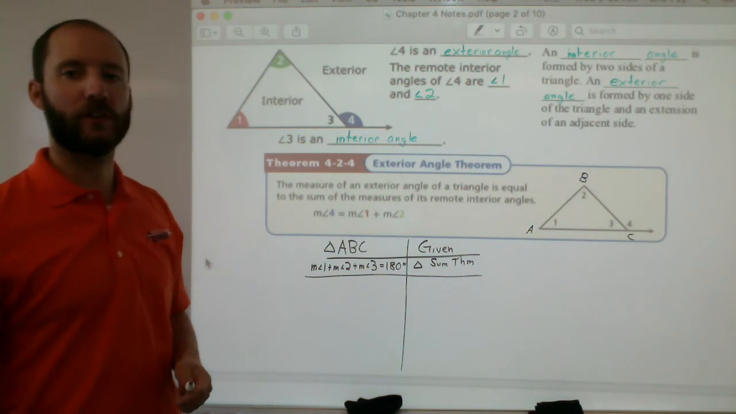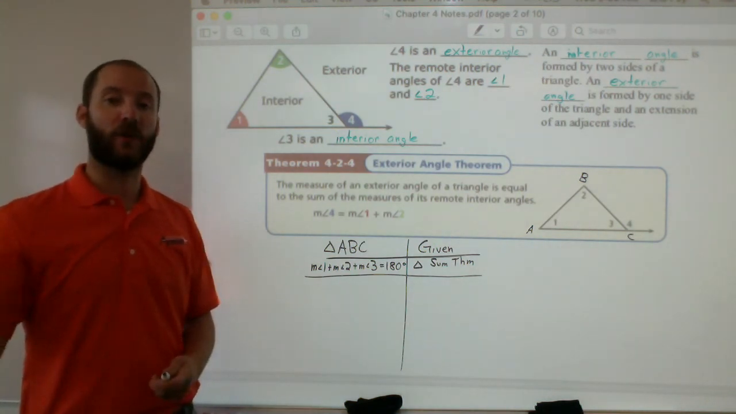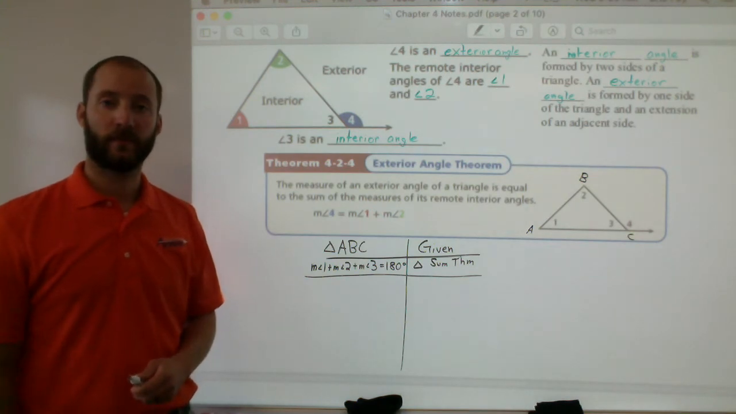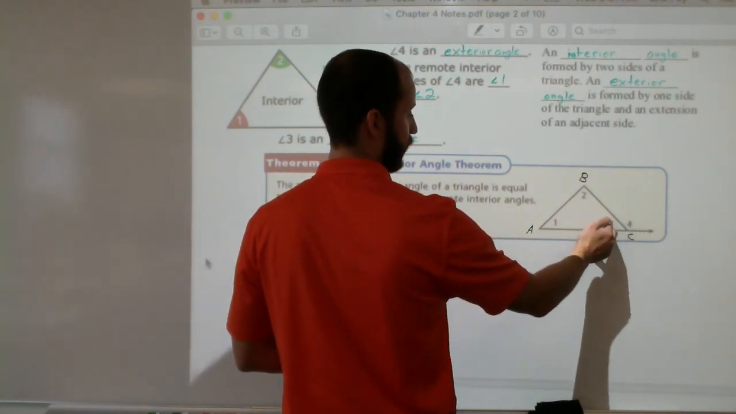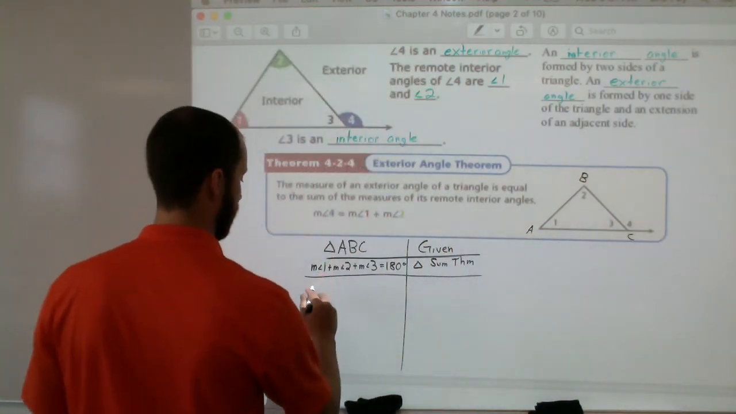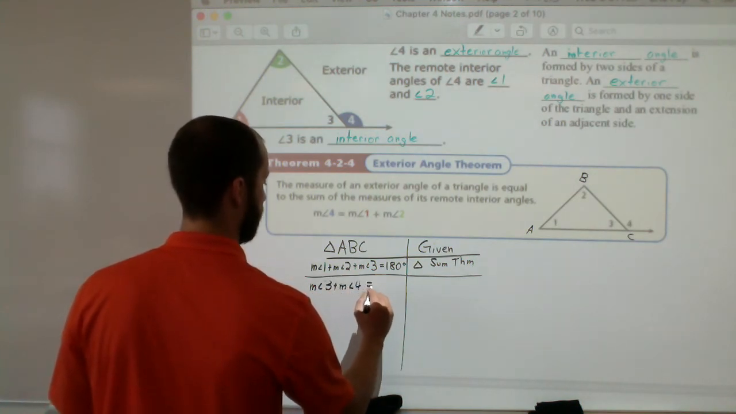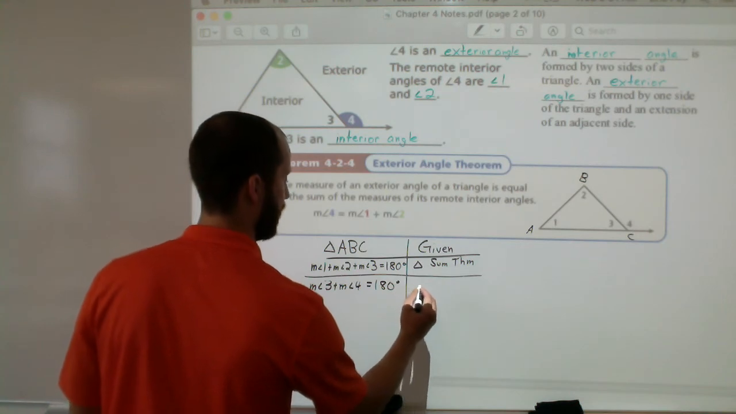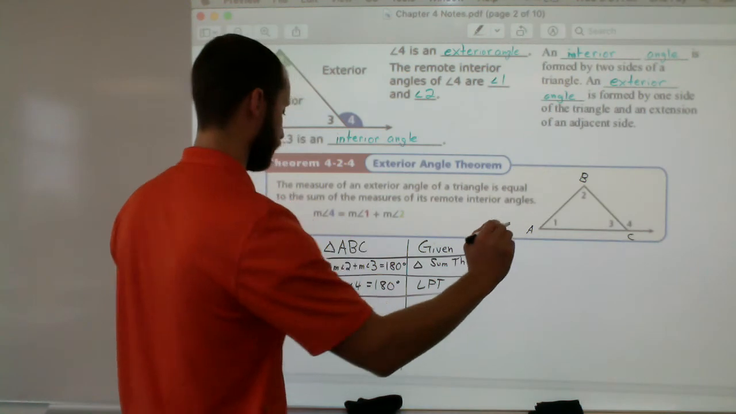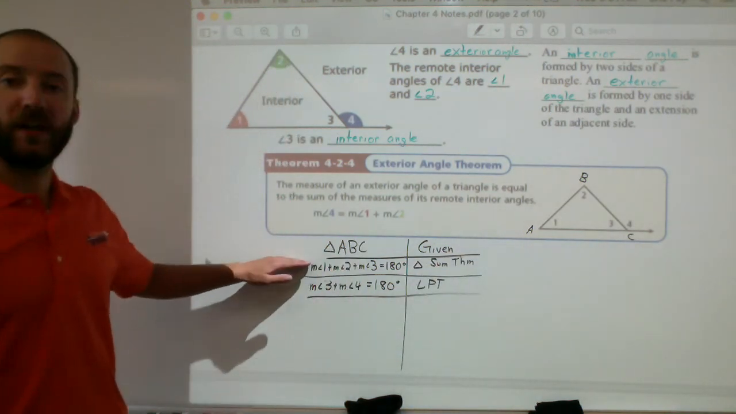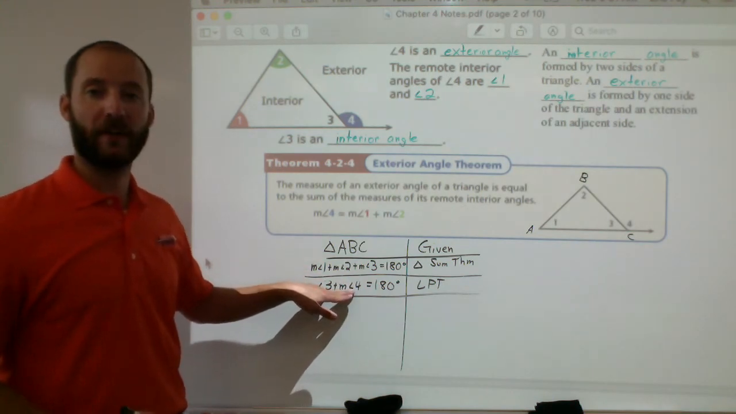Well, look at angle 4. Look at the angles it's relating to, and what can you say about angle 4 and some other angles? If you look here, we have angle 4 adjacent to angle 3, and they form a straight line. That means 3 and 4 are a linear pair. Added up, they equal 180 degrees. That's the linear pair theorem. So now we have 1 and 2 added up in one equation. We have angle 4 in another equation.